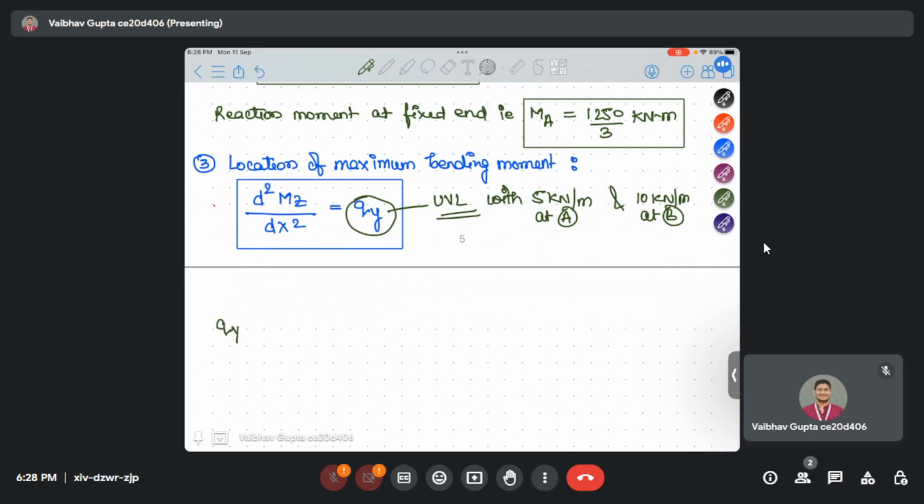So Qy is nothing but 0.5x plus 5, where x lies from 0 to 10. See, x is our length, so length is 10 meter. So x will vary from 0 to 10, where x equal to 0 tells us the fixed point, and x equal to 10 is the free point, which is point B. Okay.